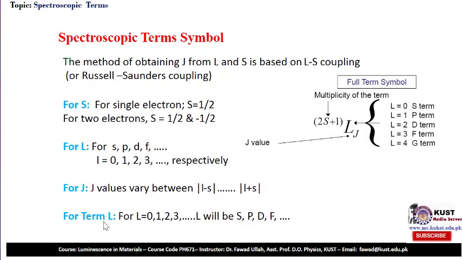So for term L, which is given here, this L can be defined such that if we have L equal to 0, that will correspond to S. If L is equal to 1, that will correspond to term P, and then 2, 3, 4 correspond to D, F and G respectively.